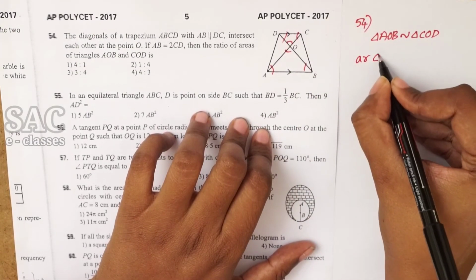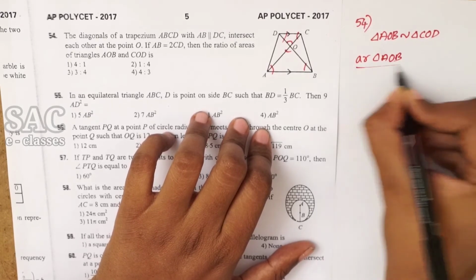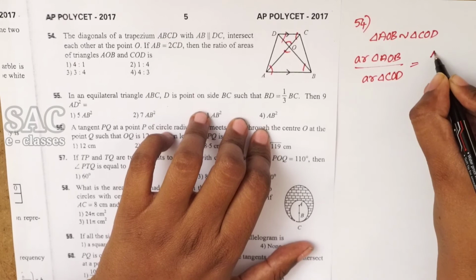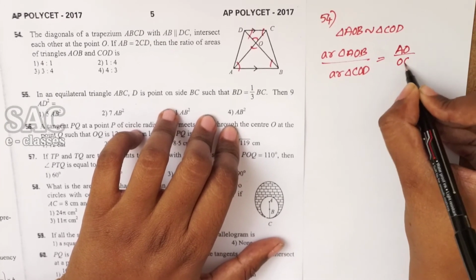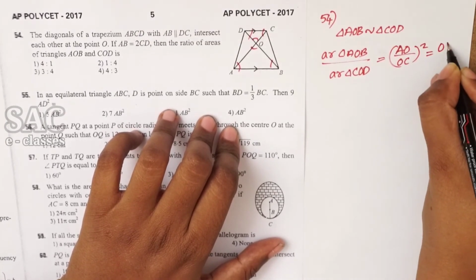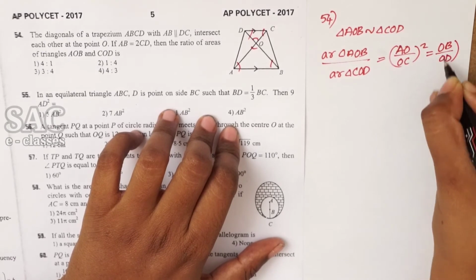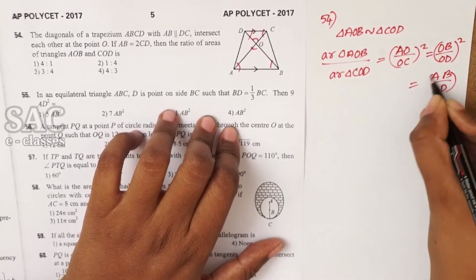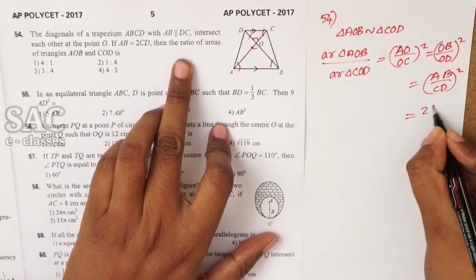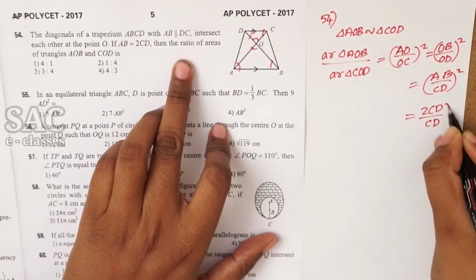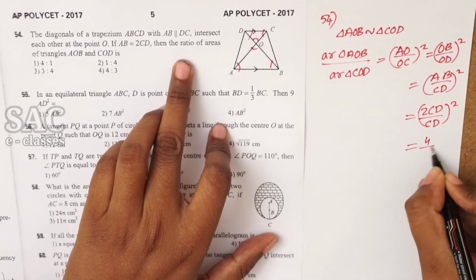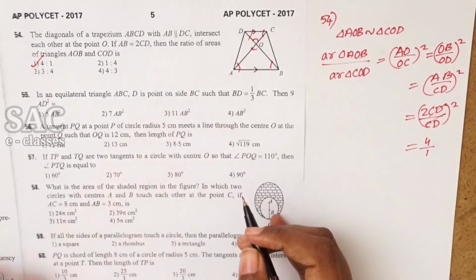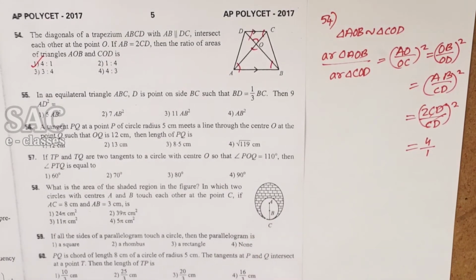We know the area of triangle AOB by area of triangle COD can be taken as OA by OC whole square, equal to OB by OD whole square, equal to AB by CD whole square. But we already know AB is 2CD. So 2CD by CD whole square is equal to 4 by 1. So the answer is 4:1.